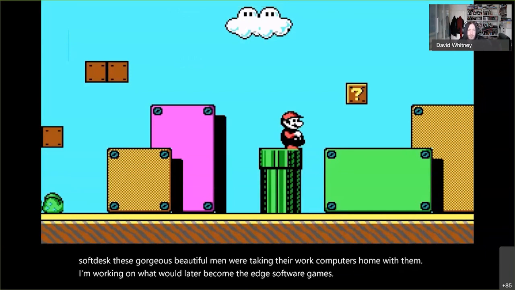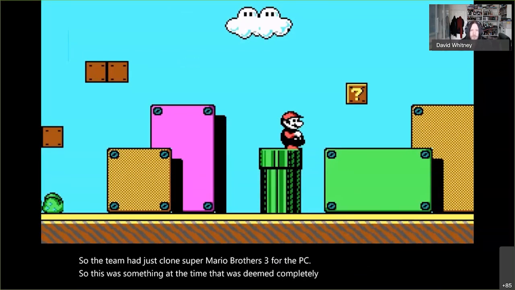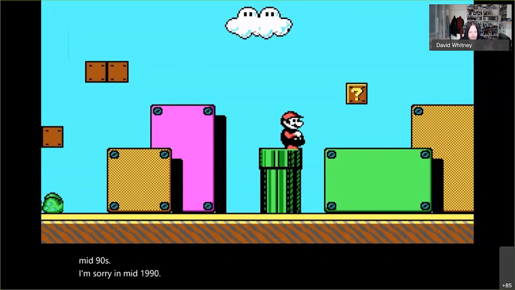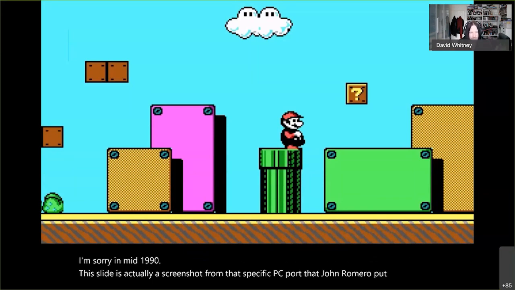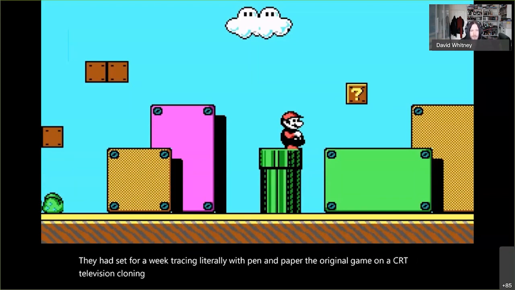So the team had just cloned Super Mario Bros. 3 for the PC. This was something that at the time was deemed completely impossible. Nobody thought smooth scrolling could reach the performance of the NES original on PC hardware in mid-1990. This slide is actually a screenshot from that specific PC port that John Romero put online, I think, for the 25th or 30th anniversary. They had sat for a week tracing, literally with pen and paper, the original game on a CRT television and cloning its gameplay. So they sent it to Nintendo, who politely declined the port. And not only that, they told them they couldn't use it.